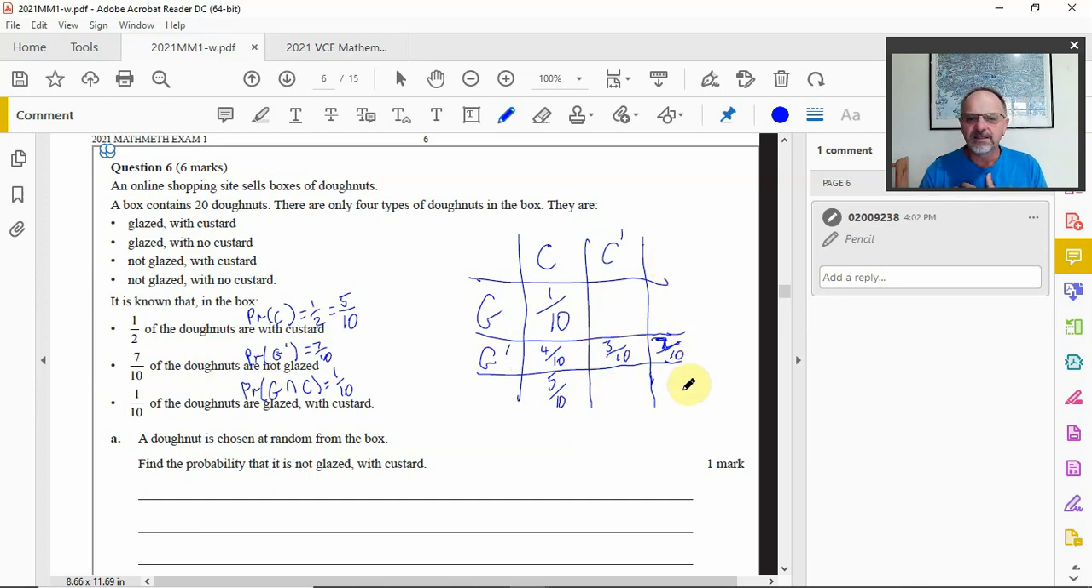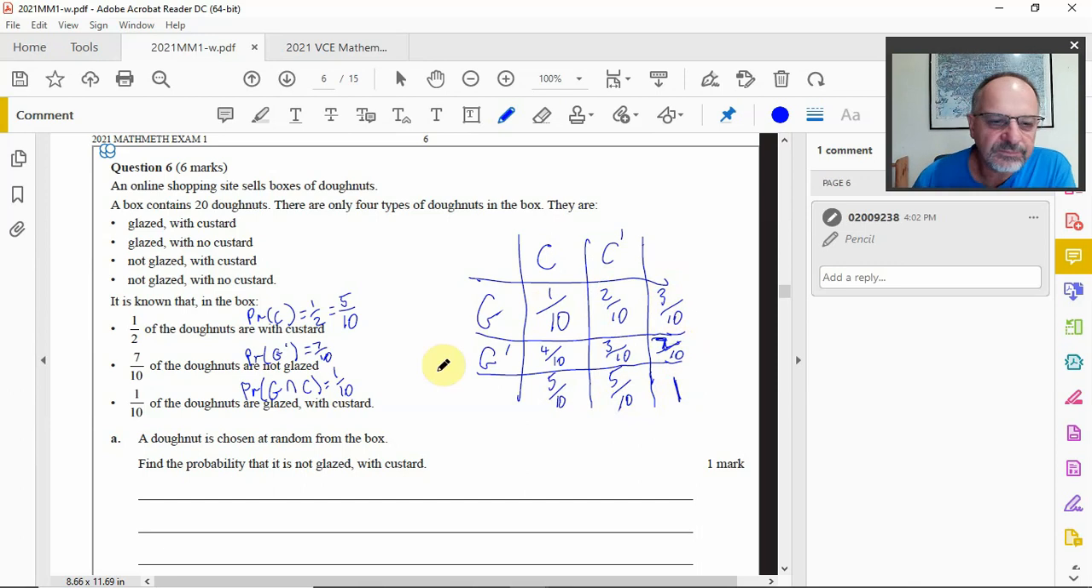Now, the thing is, this down this bottom corner, that's got to add up to 1. Because custard donuts and not custard donuts, when you've included them, you've included all your donuts. So it's got to be 1. So that's 5/10 there, which makes this 2/10 up there. And this is 3/10 there, which works out.